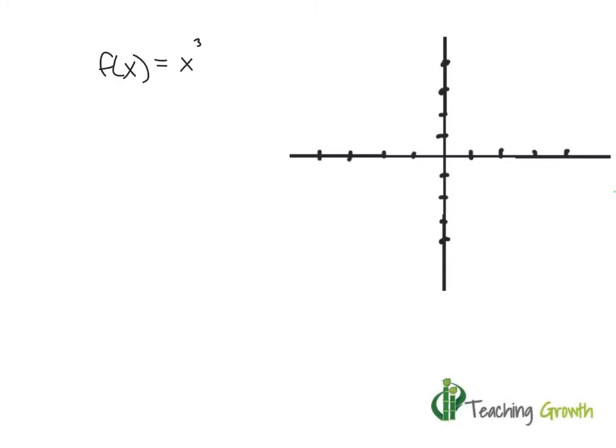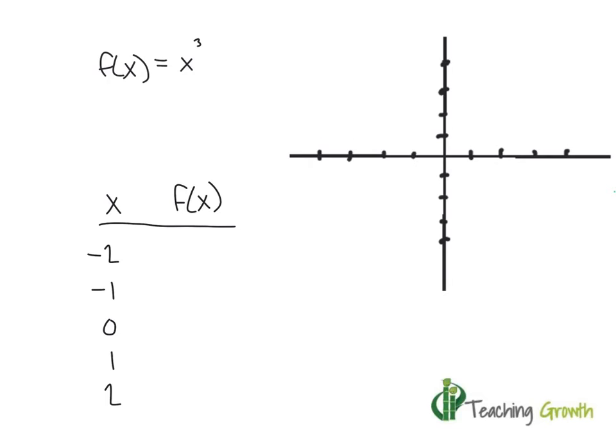So in order to get a basic idea of what this graph is going to look like, we're going to write a table out labeling x and f of x. To get a basic idea of what this function might look like, you're only going to really need 5 points. And those 5 x values that we're going to be using are -2, -1, 0, 1, and 2.